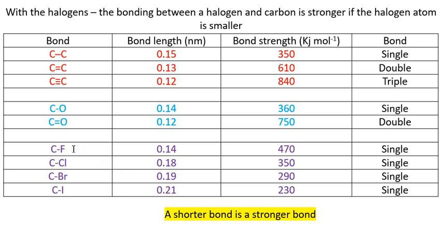Halogens, group 17. If I go down group 17, F, fluorine, is in the second period. Cl is in the third period. Br, the fourth period. I, the fifth period. As I go down the group, the atoms are getting bigger. Atomic radius is increasing. As the size of my halogen atom increases, the bond length increases. The nucleus of the halogen is further away from the bonding pair. And as the bond length increases, the bond strength decreases.